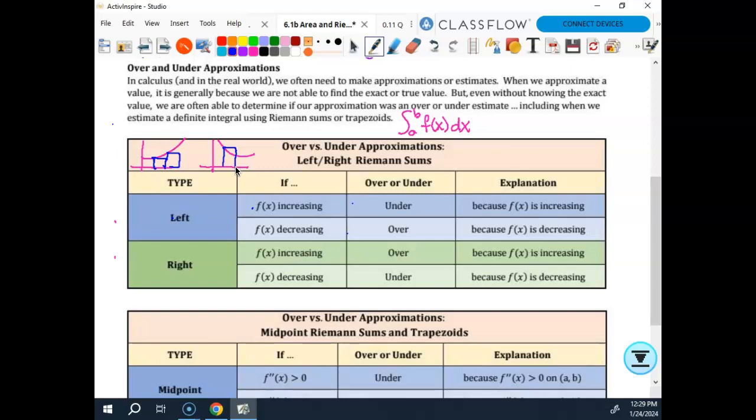So when you explain yourself, you can't just draw yourself a picture and say it has to be increasing. If it's over or under, you have to say because whatever this is, which is f of x in this case, is increasing or decreasing. And that explains how you know if it's an overestimate or underestimate. We may or may not be finding a sum to actually talk about that. Maybe it's just a random question that asks you if it's an overestimate or underestimate.